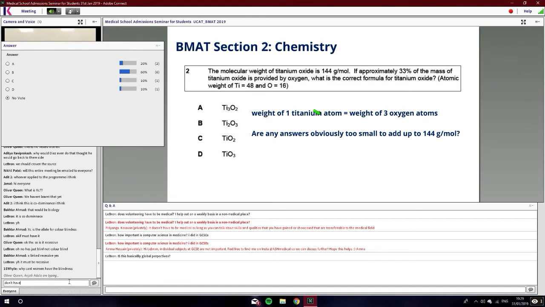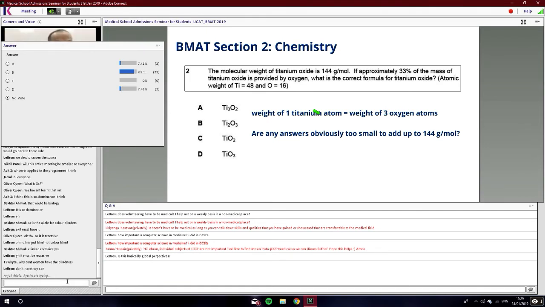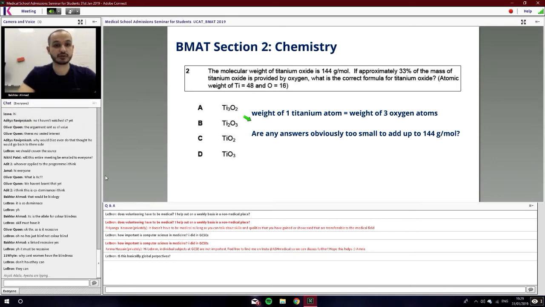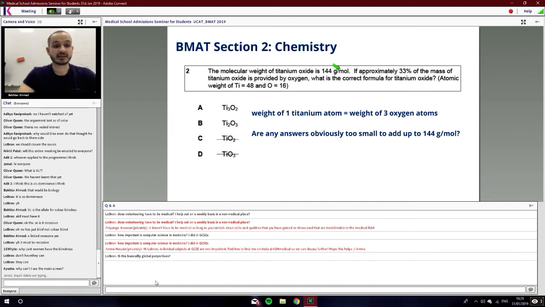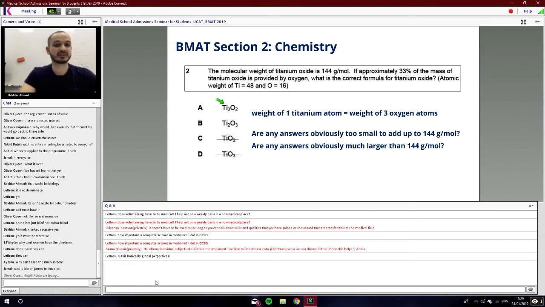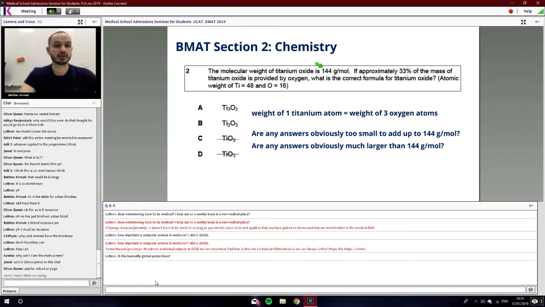So try and think of answers that are too small, right? So if you got titanium is about 50, oxygen is about 15, D and C are too small. They're clearly not going to get you the answer of 144 grams per mole. So I would eliminate those, okay? Then think of an answer that's too big. So if there's 3 titanium atoms, that's almost 150 right there, which is way more than the answer that we're trying to get to. So even A is going to be incorrect. So without doing any proper maths at all, you can get to the correct answer.